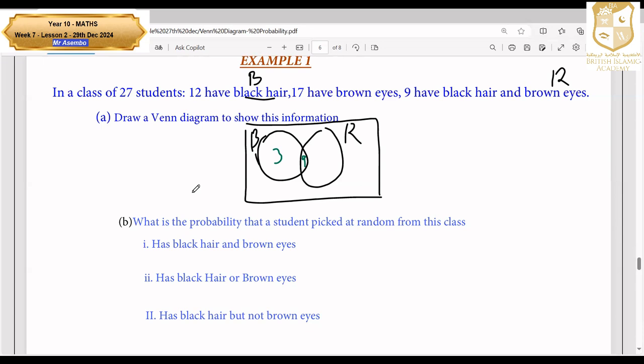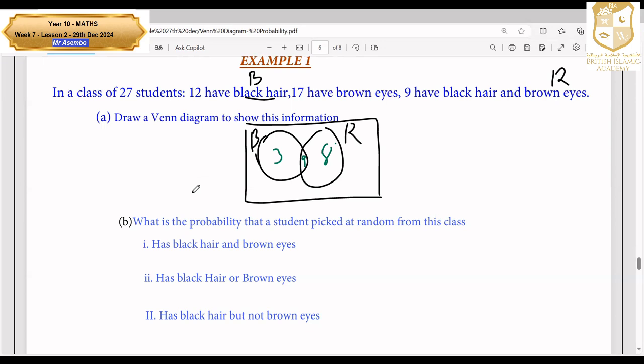And then when you go to brown eyes, we have 17 of them. Among those 17, 9 are appearing on both sides here, so the remaining one is only 8. Such that when you take 9 plus 8, it gives you back the 17, the total students who have brown eyes. And if you take 3 plus 9, it gives us 12, the total students who have black hair.